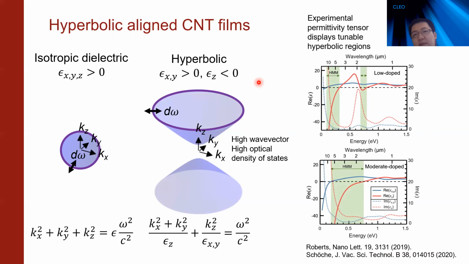Experimentally, we can measure and extract the permittivity tensor by ellipsometry, and we have done this at different doping levels. We show that this kind of aligned carbon nanotube is a tunable hyperbolic material. And the details of this hyperbolic discussion are published in these two papers.